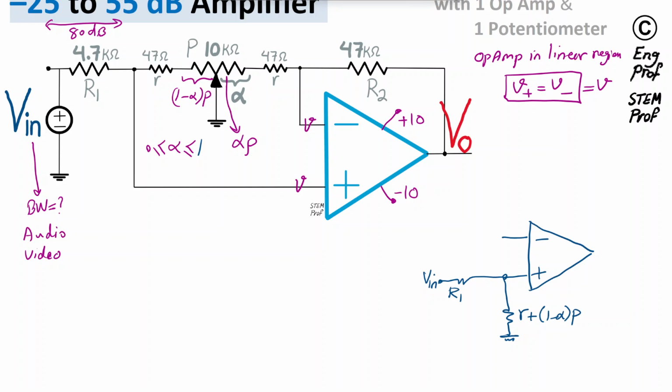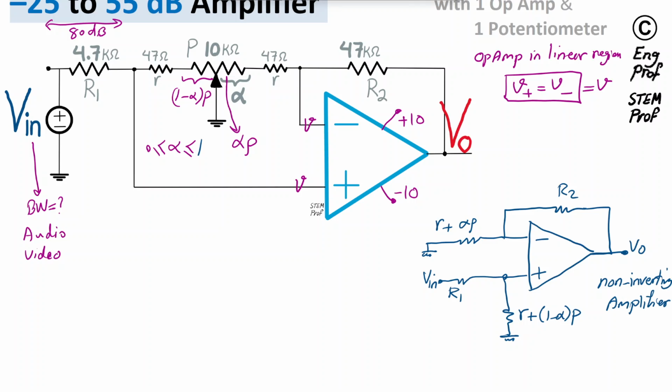From the negative input terminal of the op-amp, we have a connection via the R2 feedback resistor to the output. So we have this connection, R2 to the output of the op-amp. And then via the negative terminal, a series of R and alpha P, we have a connection to ground via the wiper of the potentiometer. So we have one effective resistor with a value R plus alpha times P, grounded. So this is the well-known non-inverting amplifier topology. And the gain of that is clear.